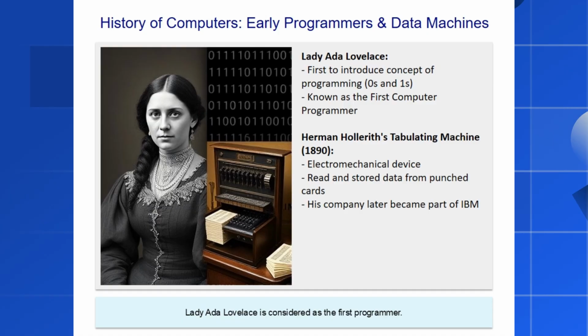Later, in 1890, Herman Hollerith, an army engineer, built an important electromechanical device called the tabulating machine. This machine was excellent at reading and storing data from punched cards. It was so successful that Hollerith started his own company, which later, in 1924, became a big part of what we now know as International Business Machines Corporation, or IBM. Did you know that the very first computer programmer was a woman named Lady Ada Lovelace? That's a super cool fact.